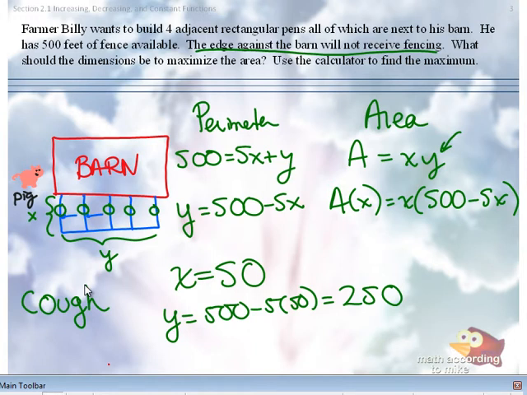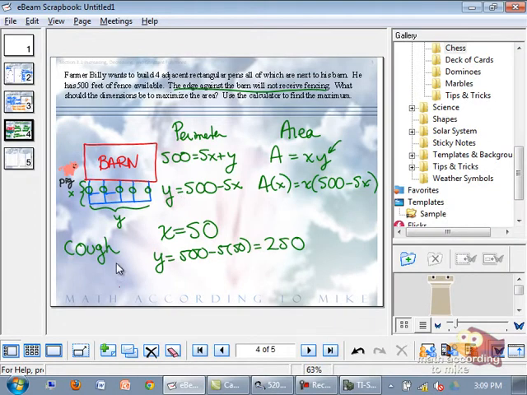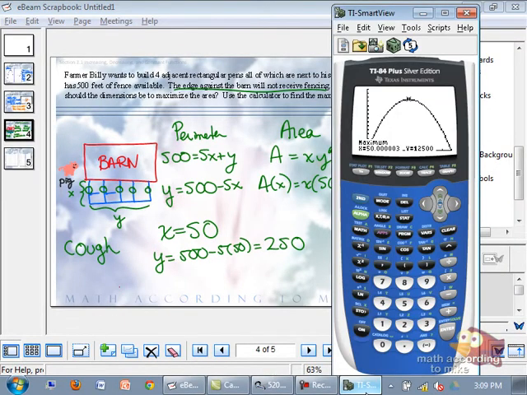The dimensions are 50 by 250. The area, if you put the 50 back into the area function, or if you multiplied 50 and 250, that would give you the maximum area is 12,500. Because remember, the function we typed in was the area function.